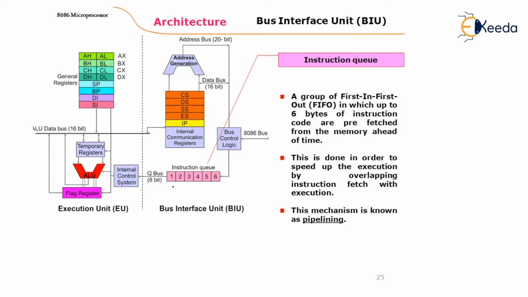This is the instruction queue, which is of 6 bytes. A group of first in first out (FIFO) registers in which up to 6 bytes of the instruction code are prefetched from the memory ahead of time. This queue strategy is, of course, first in first out. The first fetched instruction is going to be the first out, the instruction that is going to be executed. This is done in order to speed up the execution by overlapping the instruction fetch with the execution.